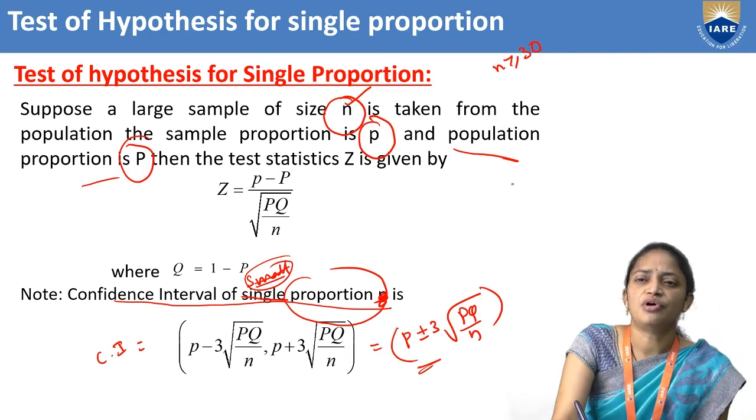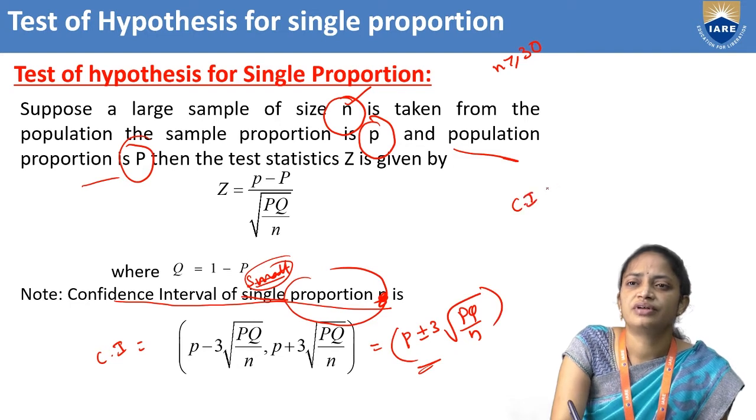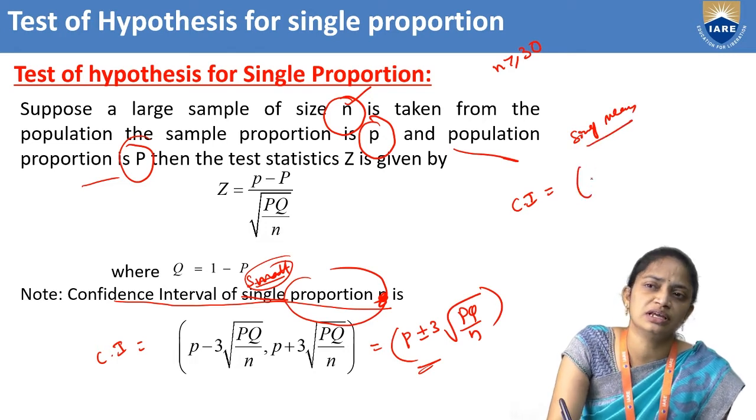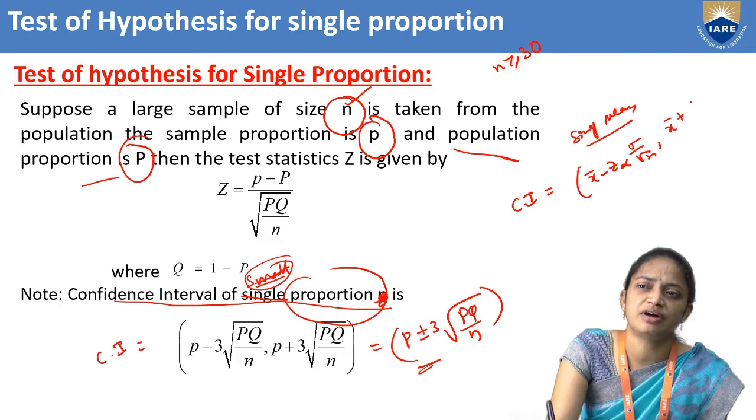Okay, so what is the confidence interval for single mean? The confidence interval for single mean is x bar minus z alpha into sigma by root n, comma, x bar plus z alpha into sigma by root n.